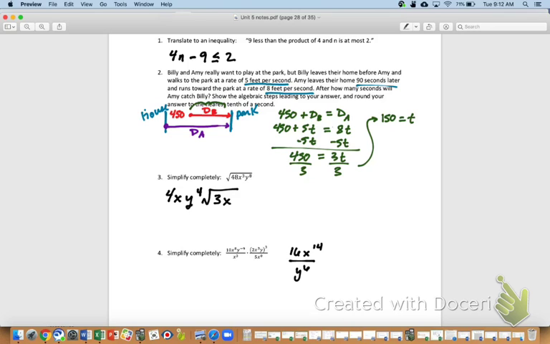So I got 150 equals t. That would be the time, and that'd be in seconds, the time that it took for Amy to get out there to the same place and catch up to Billy.